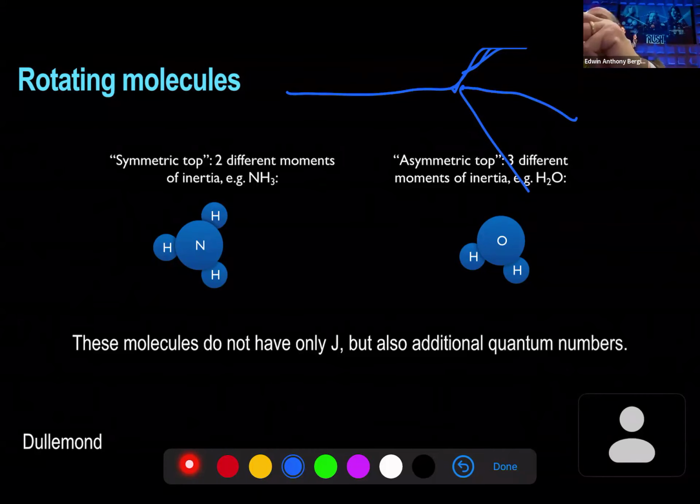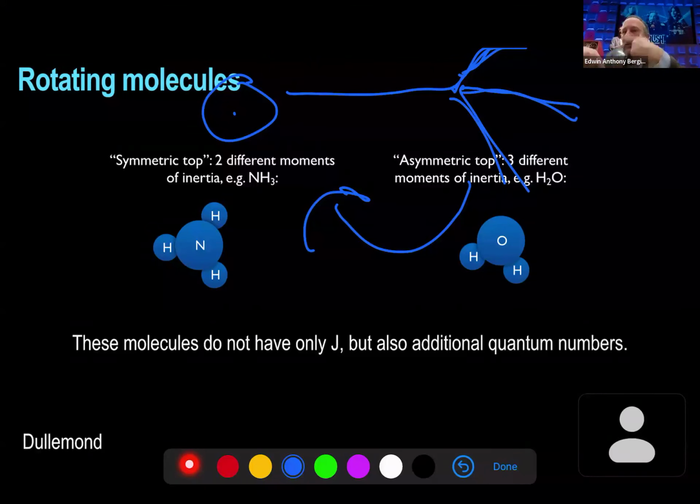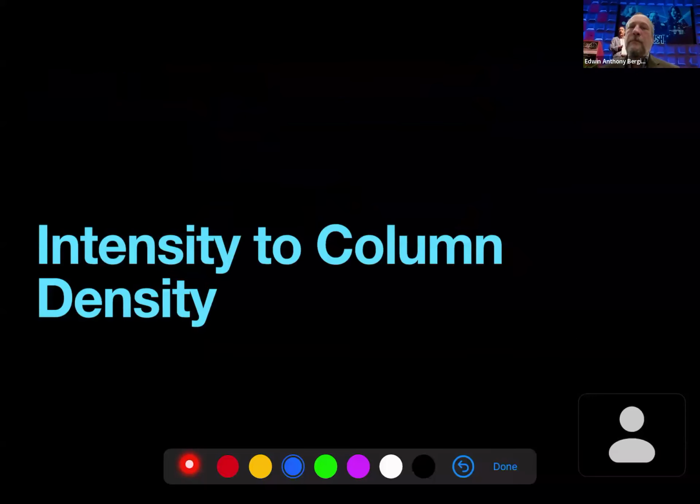So this thing could rotate this way, it can rotate towards us, or these 3 hydrogens coming out here could be spinning. Two of these modes are degenerate, this one and this one, they're basically the same thing. But when the hydrogens are spinning, that's a different motion. So there are 2 different moments of inertia. And an asymmetric top is something where there's no symmetry. So water is an asymmetric top, and these get even more complicated.